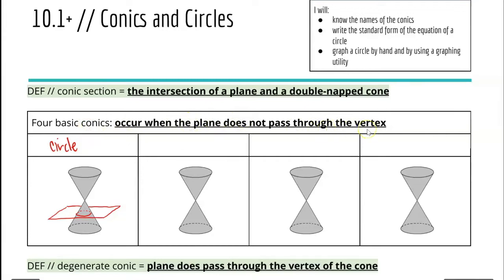The ones that we are going to talk about stem from when the plane does not pass through the vertex, okay? If we take this plane and we tilt it up a little bit on one side and it cuts through at an angle, it's still going to have kind of a circular shape, but it's going to be elongated, and that's going to form an ellipse.